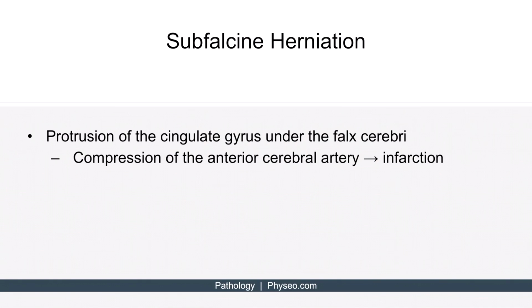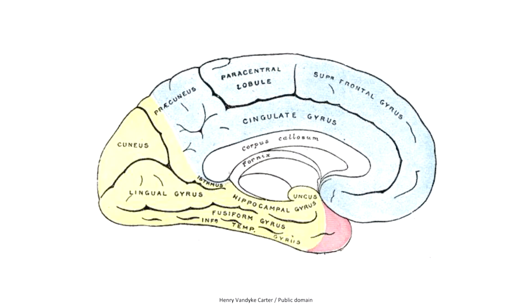This is a protrusion of the cingulate gyrus under the falx cerebri. When the cingulate gyrus herniates, it may compress the anterior cerebral artery, resulting in infarction. Let's look at another image to understand why this occurs. Here's an image showing the location of the cingulate gyrus.